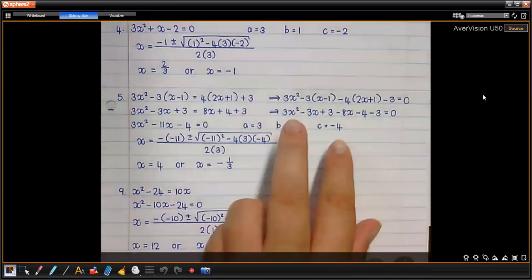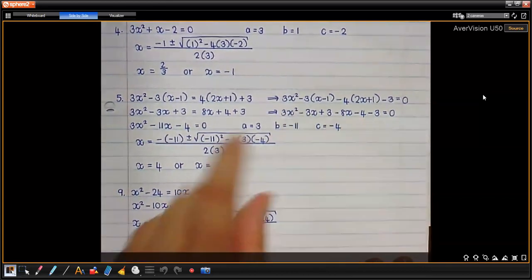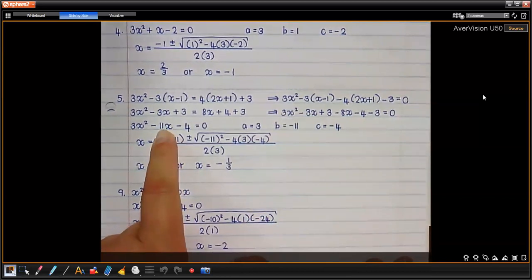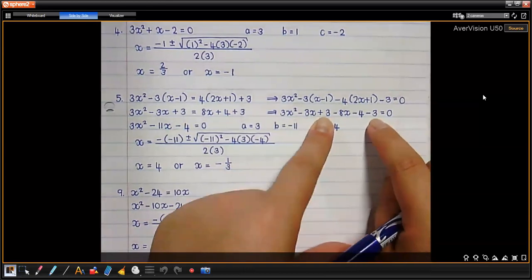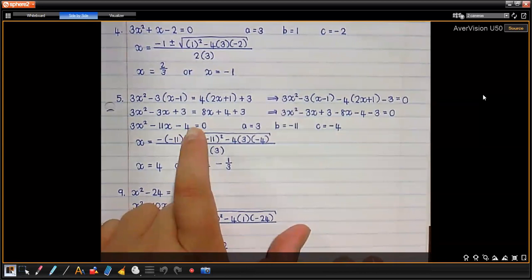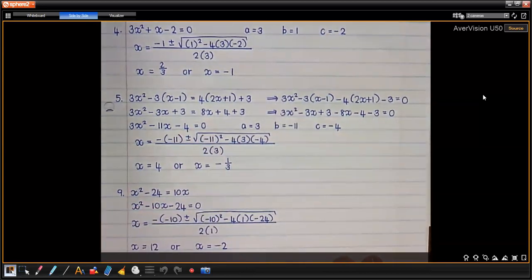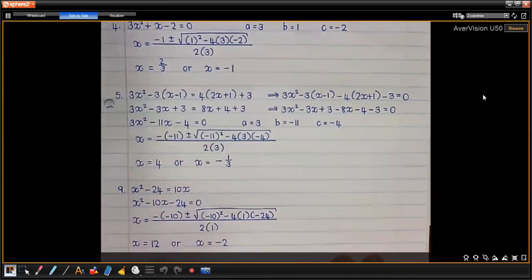So let's see here, we're looking at our x terms. We have 3x squared, then we have negative 3x minus 8x, negative 11x. We have 3 minus 3, which is 0, right? But then we have another minus 4. So that's exactly minus 4, equal to 0. Any questions on that? Yeah, then I just wrote down my A, B, and C values.